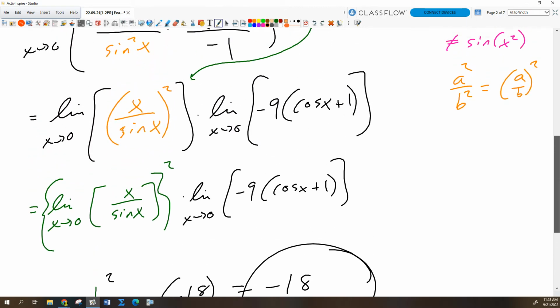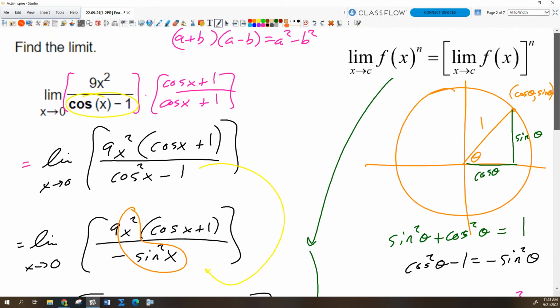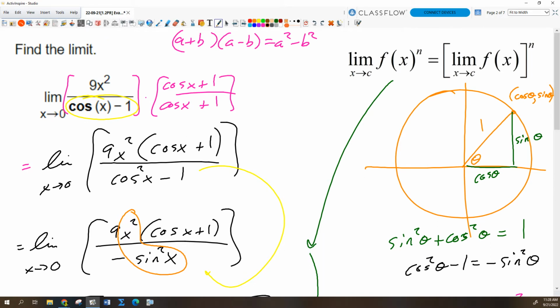So I'd say, again, the key step there was just recognizing that you could multiply by the conjugate of cosine x minus 1 and get that sine squared on the bottom. And then the sine squared goes with that x squared, and you're good.